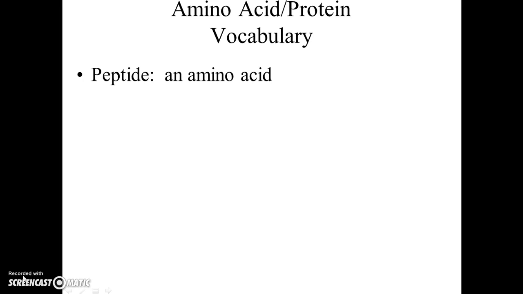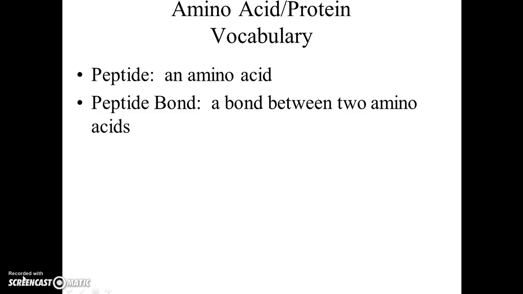The first one is peptide. I just told you peptide is another name for an amino acid. A peptide bond is what we call the bond between two amino acids. After dehydration synthesis occurs, there's going to be a bond between the two amino acids that is called a peptide bond.